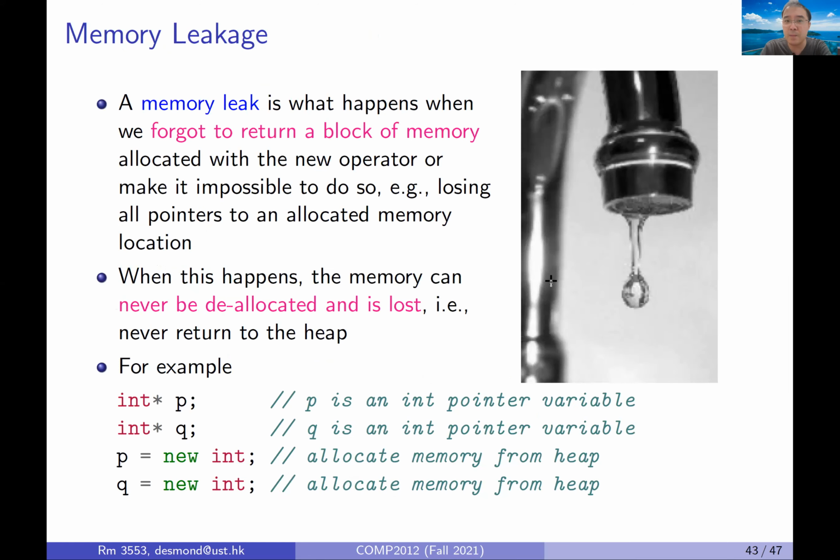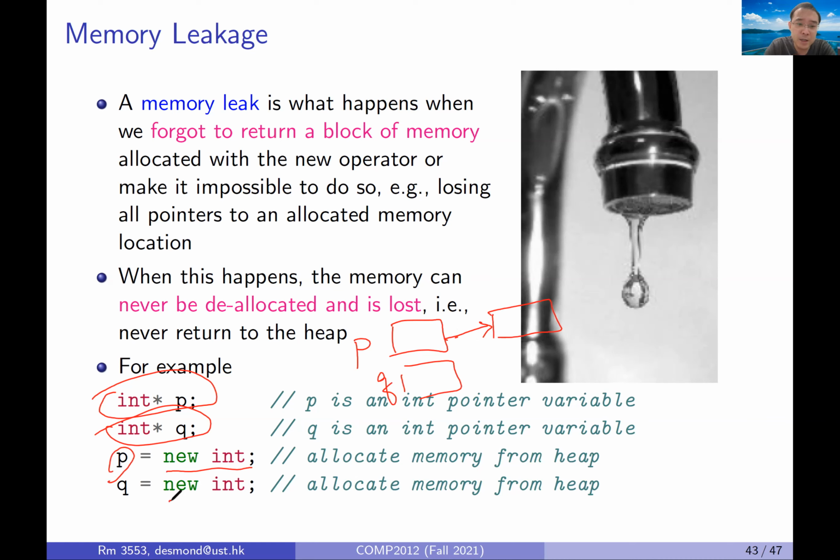Okay, another one is memory leakage. And of course, I need to draw a picture. Int star p. Int star q. New int. Get the first poor guy. The address of the first poor guy is returned and put in p. I know your address now. New int again. I get the second poor guy. And the address of the second poor guy is returned and kept in q. I know your address. Okay, so now we have two different pointers pointing at two poor guys.